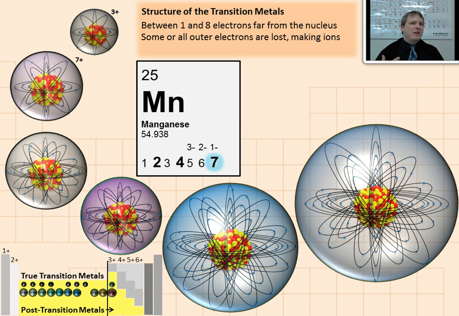So do you see how these elements are pretty unpredictable based on their place on the periodic table? Like, we don't know just because of where manganese is what kind of ions it's going to form. Let's look at another element. This time we'll take a look at copper.